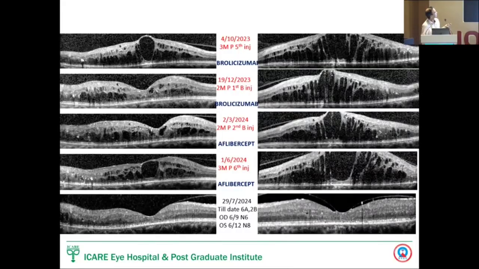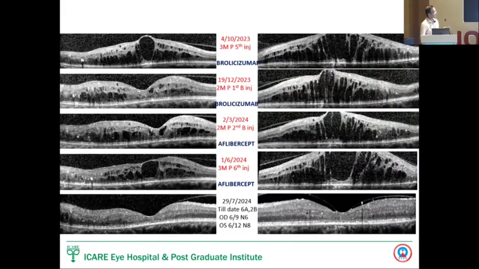So after giving 5 anti-VEGF of aflibercept, I decided to shift the patient to brolucizumab, and then there was recurrence after 2 months when I shifted the patient to brolucizumab. So again, I thought to give the second brolucizumab, and I again gave brolucizumab at this picture, and again after 2 months there was recurrence. So with aflibercept, patient was maintaining 3 months follow-up, but after shifting to brolucizumab, the recurrence was at 2 months.